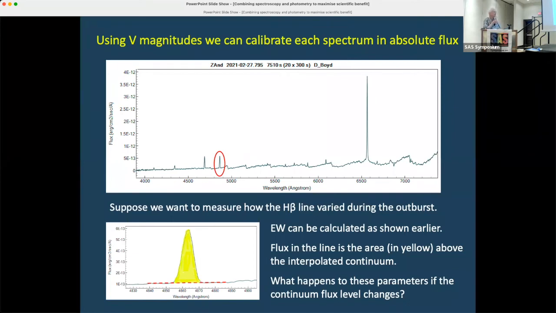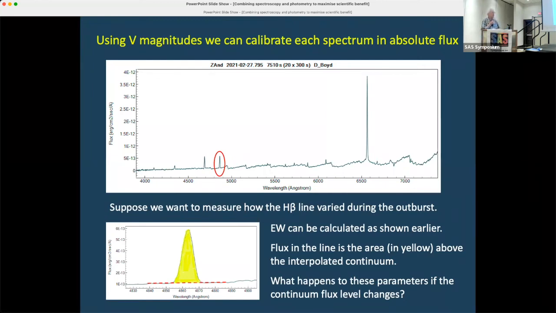You can obviously, even in the relative flux spectrum of that, calculate the equivalent widths. But because this has been flux calibrated in absolute flux, as you can see from the y-axis in that plot, we also have the ability to calculate the energy in that line by interpolating across the continuum on either side of the line underneath it and computing the shaded area in yellow above that interpolated continuum.